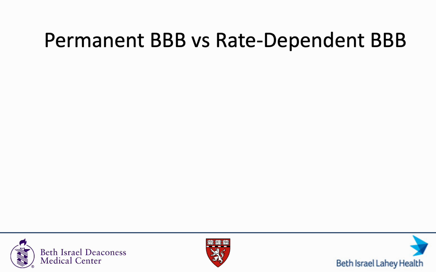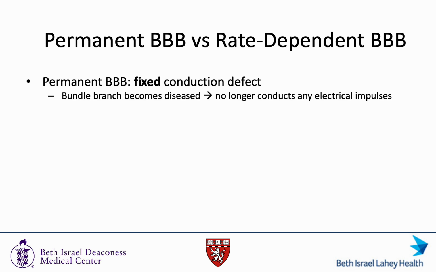As covered by Dr. Monroe in episode 7 of our series, a bundle branch block is a conduction defect in one or more of the 3 main branches of the His-Purkinje system, which are the right bundle, as well as the anterior and posterior fascicles of the left bundle. A permanent bundle branch block is a fixed conduction defect. That is to say, in a fixed block, the bundle becomes diseased and conducts no further electrical impulses. As such, the block is present at any heart rate.